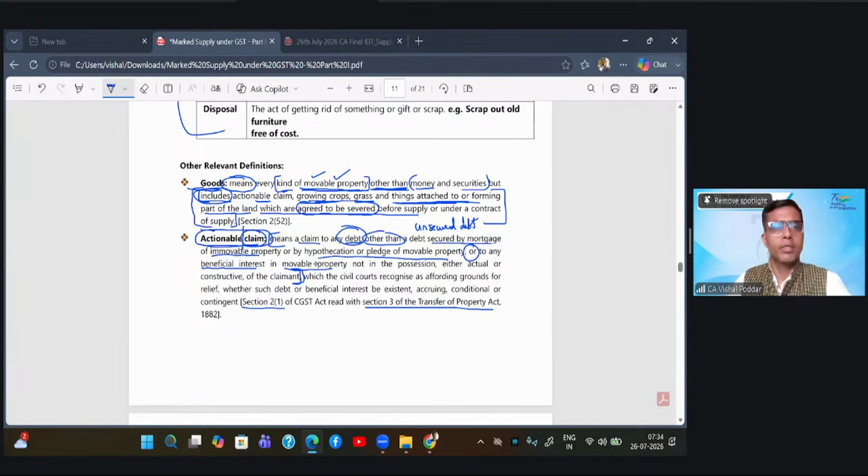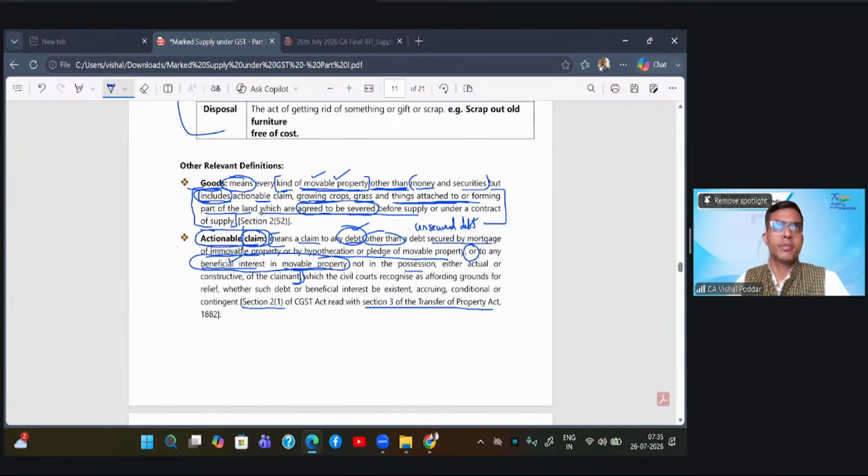Second, what it is covering is, your claim is towards what? Your claim is towards a beneficial interest in a movable property which is not in your possession. So it is not in the actual or constructive possession of the claimant. So it means there is a movable property which belongs to you and you are demanding or claiming the beneficial interest in that movable property. So the first part is there is a claim which is of debt or of beneficial interest in a movable property, and that movable property is not in your possession, right?